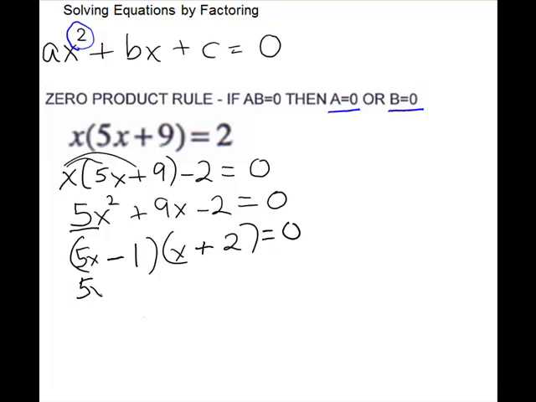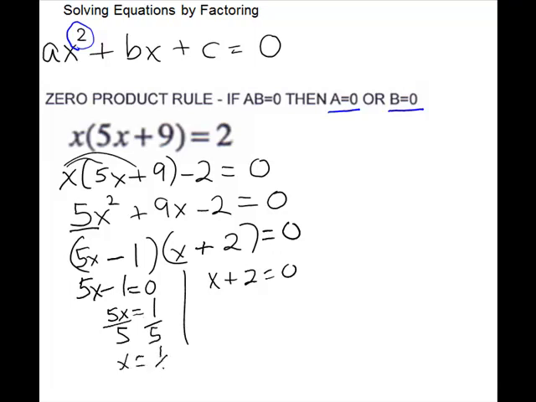So either 5x minus 1 equals 0 or x plus 2 equals 0. On our first one, add your 1 to both sides. Divide by 5. So x equals 1/5. Our second one, subtract your 2. X equals negative 2. So 2 solutions, negative 2 and 1/5.